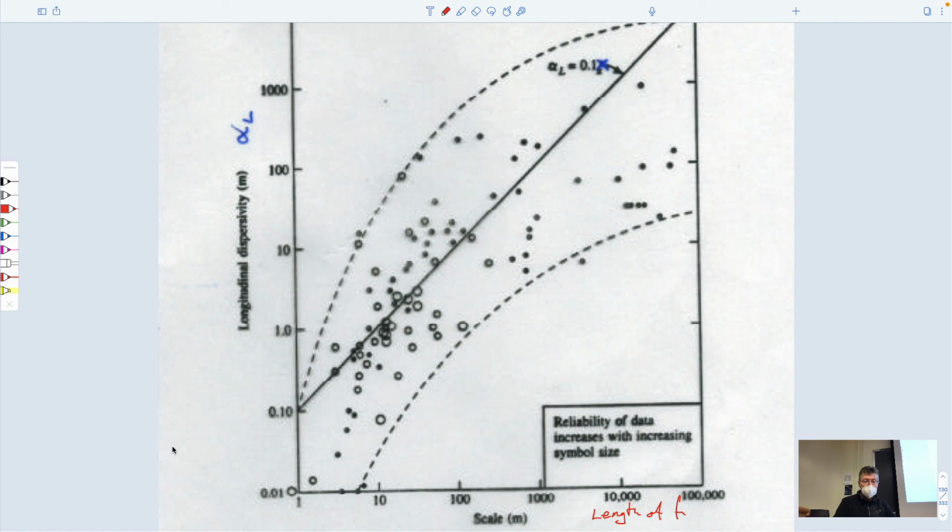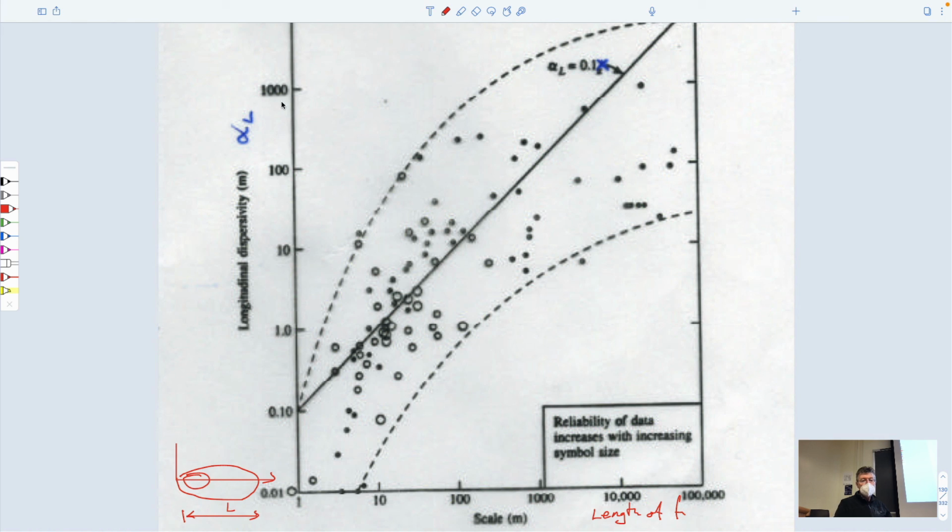So if I draw a little, yeah, I guess it's how far the plume has gone. So this would be L. And if you plot the magnitude of this longitudinal dispersivity that we've just tried to calculate from the Borden results as a length, then you get this kind of shotgun plot.